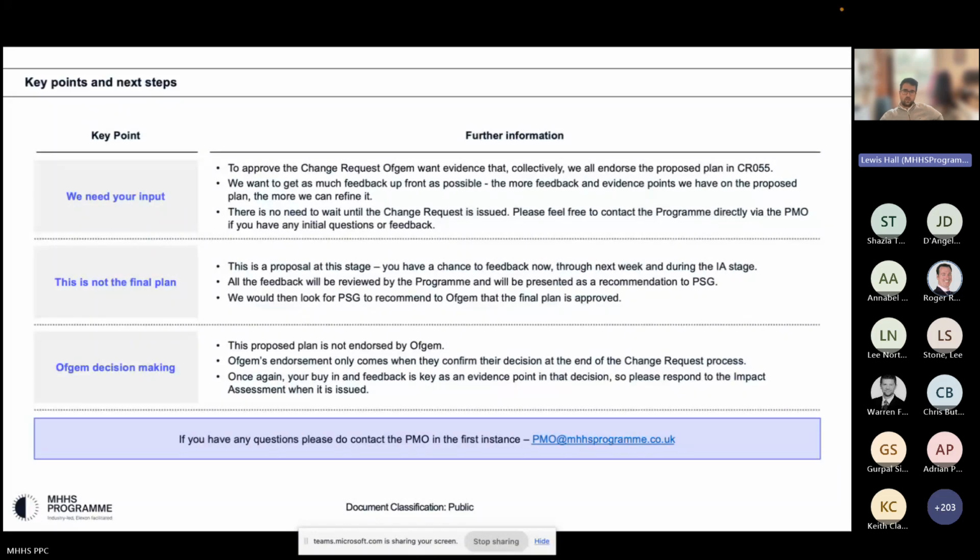Finally, the proposed plan isn't endorsed by Ofgem, as I mentioned. I just want to stress that again. That only comes when they approve the CR. We are working in parallel with the IPA to address any questions that they have as an assurance partner. So there's not an IPA recommendation attached to this plan yet either. Again, we'd look to address that in the future.